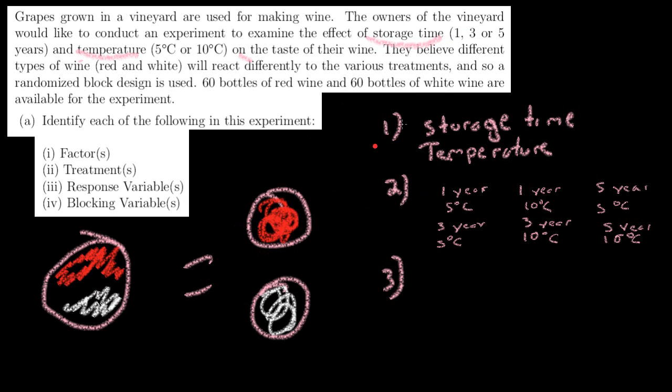Therefore, the blocking variable is going to be the type of wine, the color of it, the red wine or the white wine. Therefore, type of wine. And those are all the answers to question A. Let's move on to question D. And here is the next question.